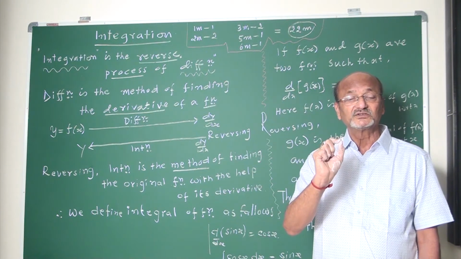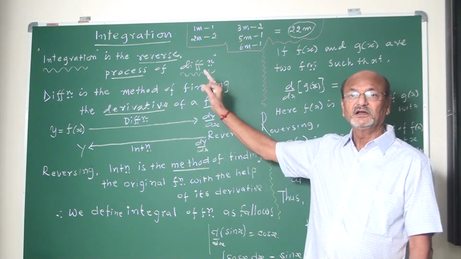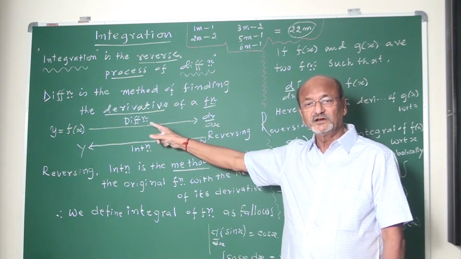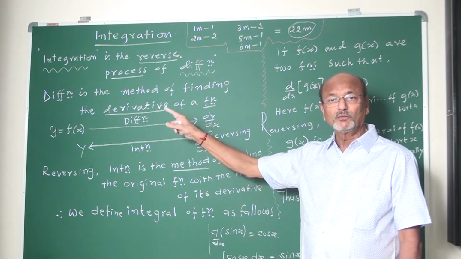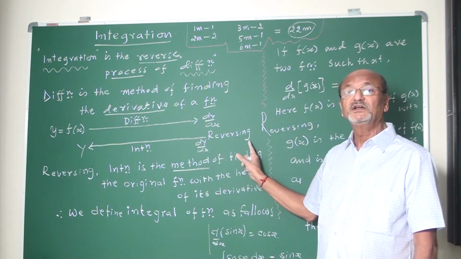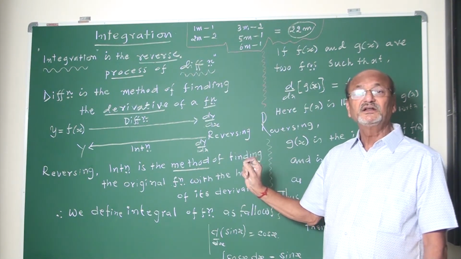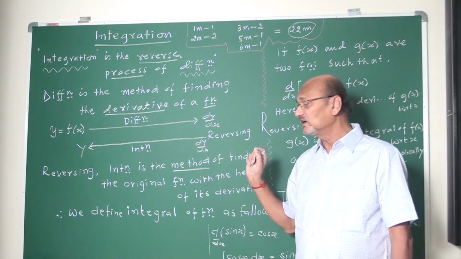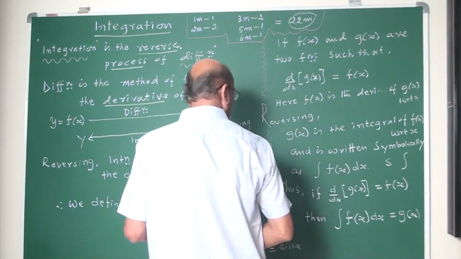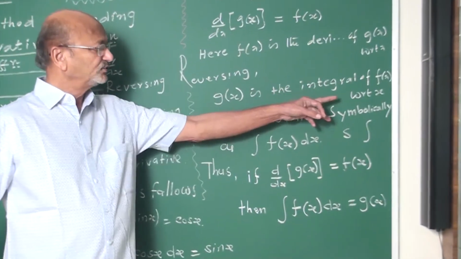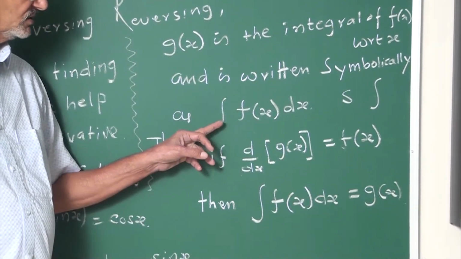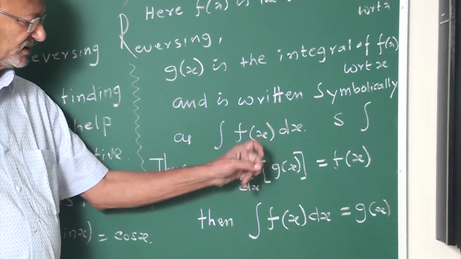Main points, highlights, I will just repeat. Integration is the reverse process of differentiation, one line. Differentiation is the method of finding the derivative dy by dx from y. What is integration? It is a method of finding y with the help of dy by dx. The integral of f(x) with respect to x is denoted, written symbolically, as the integral of f(x) dx. Yes, this is the definition.